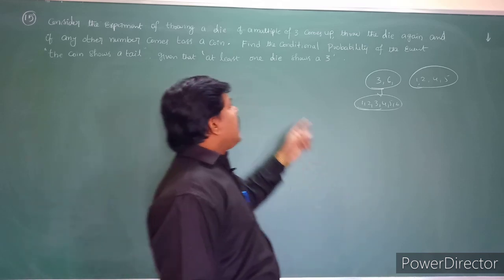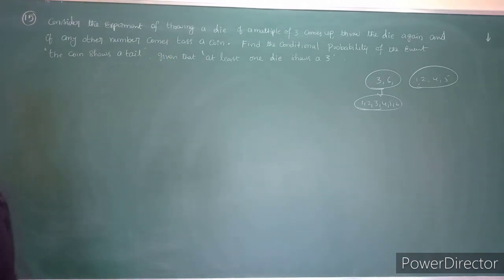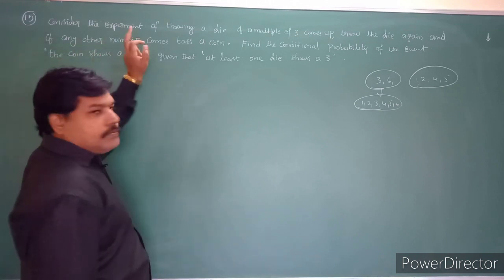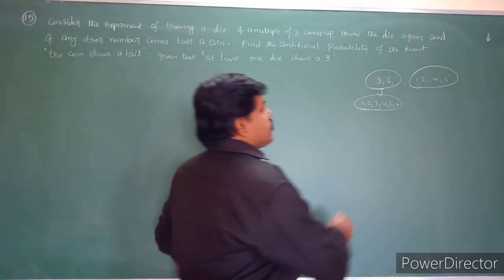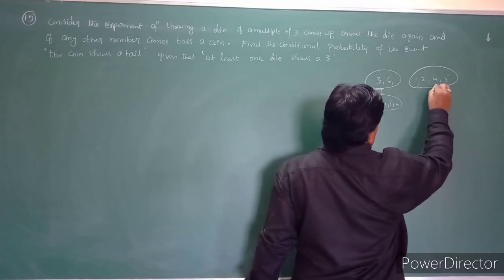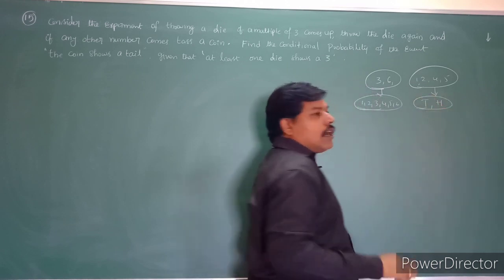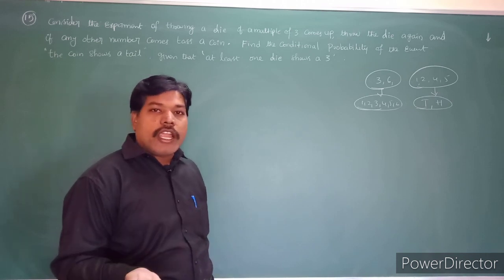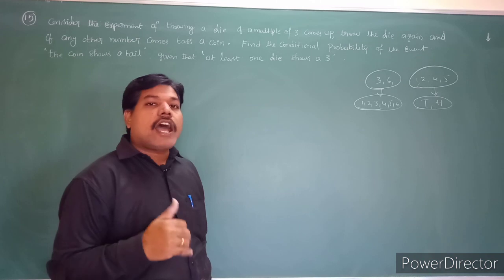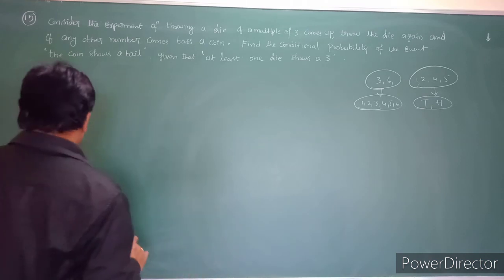Okay. So next one is any other number. If any other number comes, toss a coin. If you are getting 1, 2, 4, 5, any number, you have to toss the coin. Then the outcomes are T and H. Are you understanding that? If you are getting the multiples of 3, you have to roll the die. If you are getting any other number, you have to toss the coin.